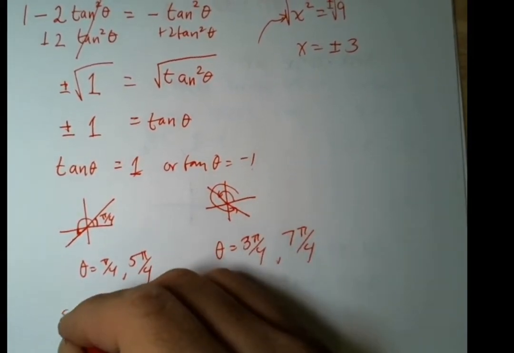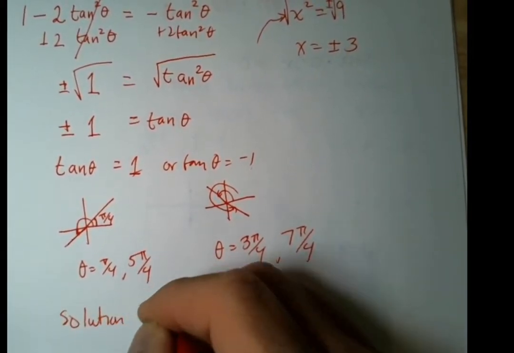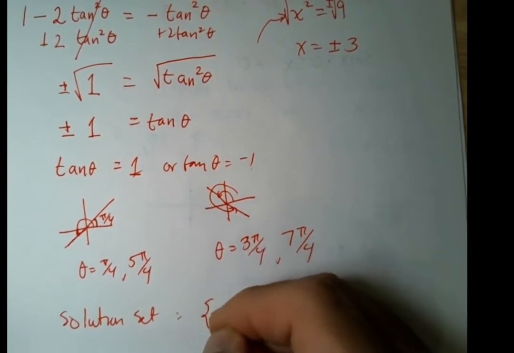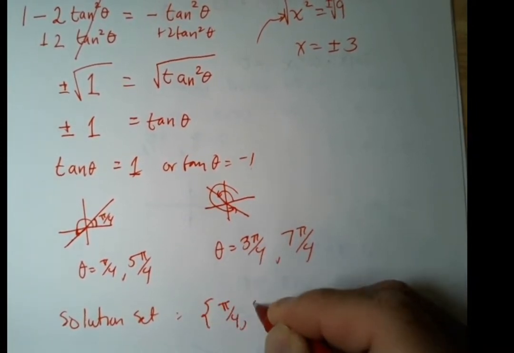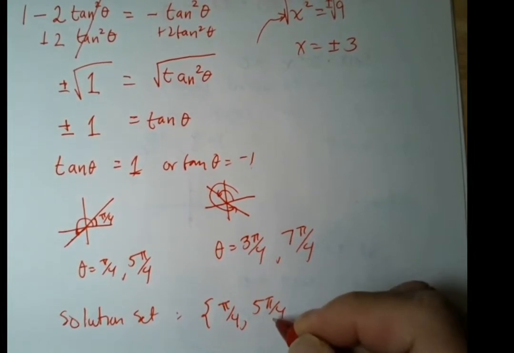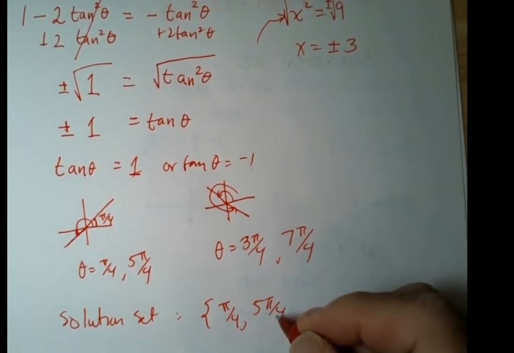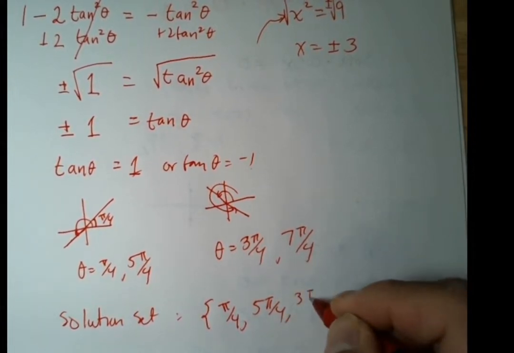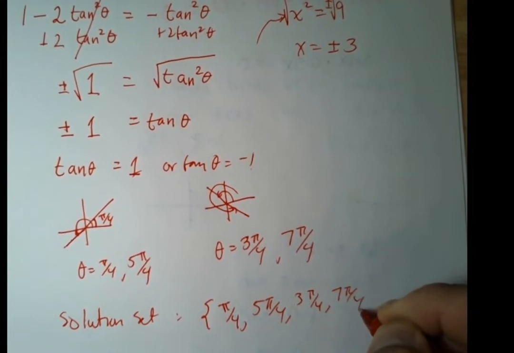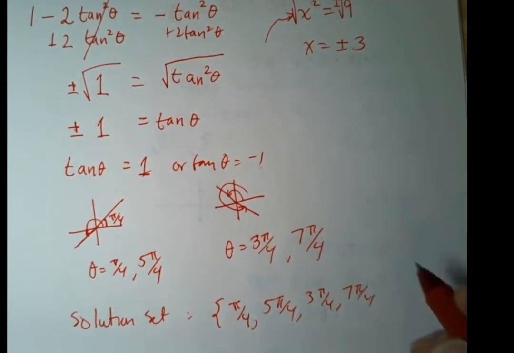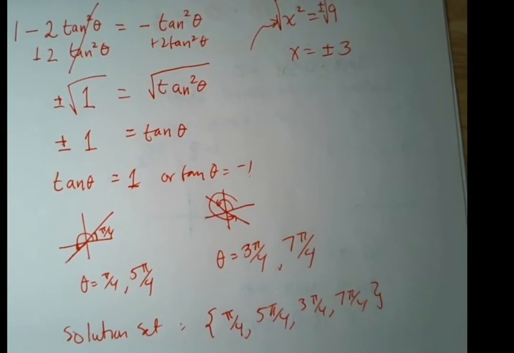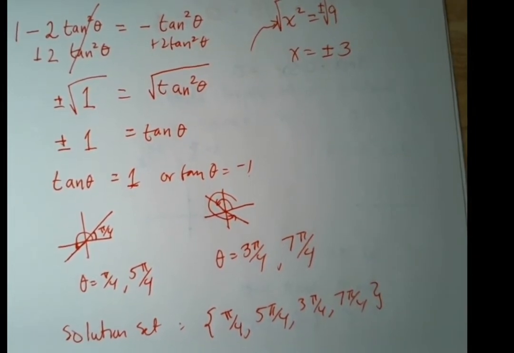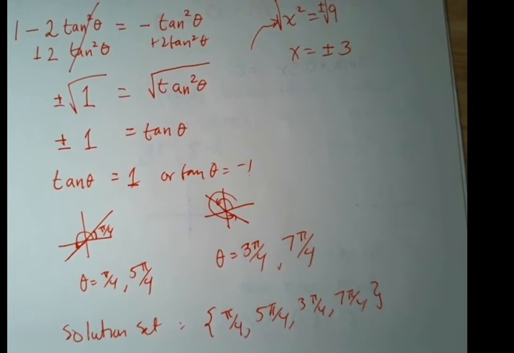All right, so that means that our solution set for our original equation is pi over 4, 5 pi over 4, 3 pi over 4, and 7 pi over 4. Okay, and that's how we would solve an equation like this, where we just have one trig function, right? It's the same one, even though it shows up twice on each side of the equation, but it's the same one, right? And it's squared, all right?